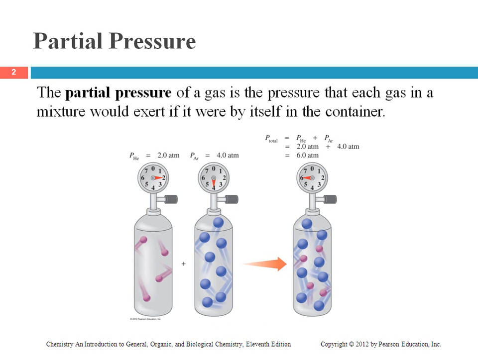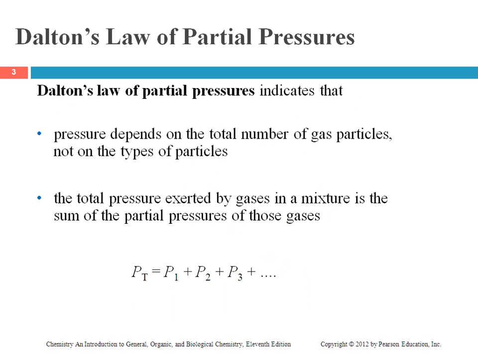The partial pressure of a gas is the pressure that a gas in a mixture would exert if it were by itself in a separate container. So here the pressure of helium would be 2, the pressure of argon 4, and if you add them together, the total pressure is going to be 6 atm, plus the 2 atm that they would exert by themselves in a container when they are not mixed.